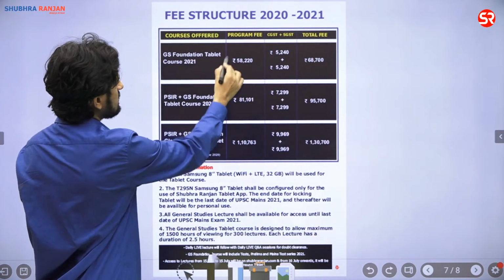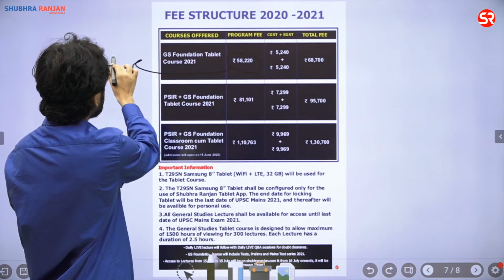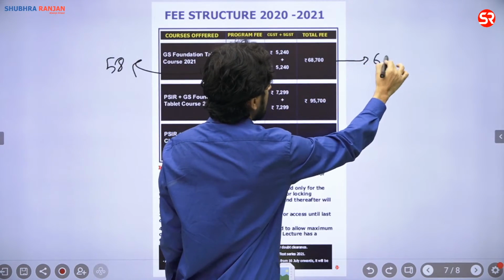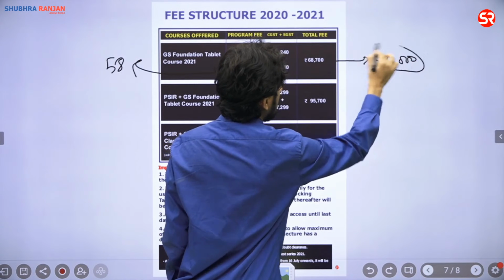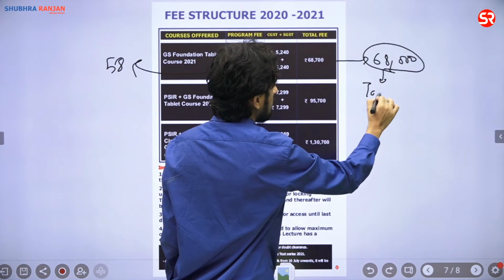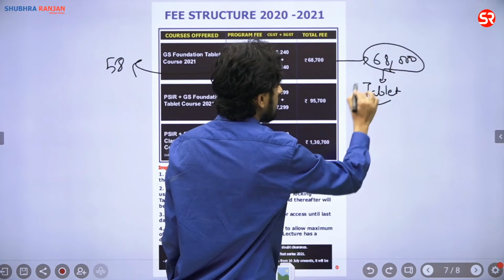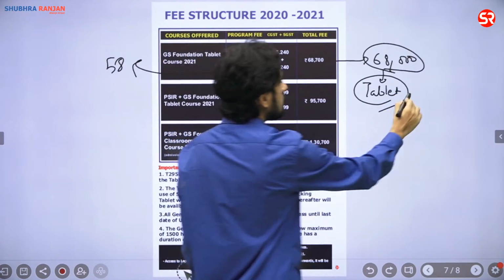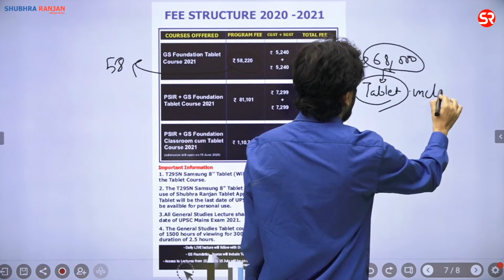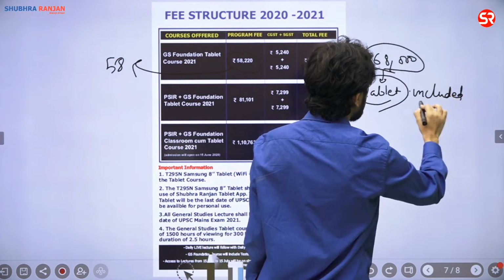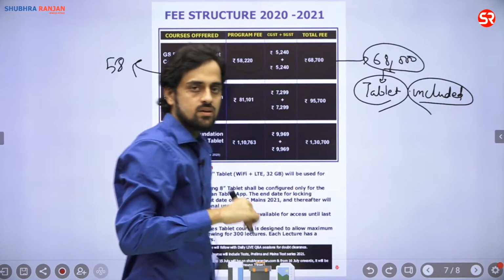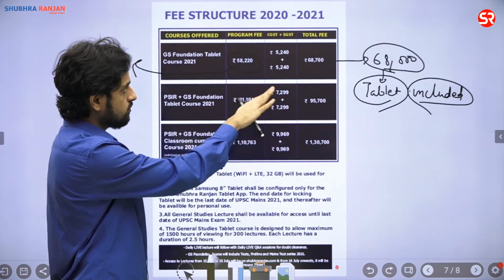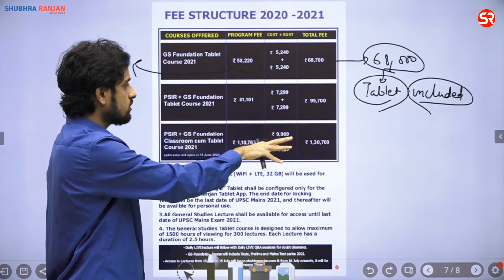So the course is roughly around 58,000 plus GST, which becomes something around 68,000. Now in this 68,000 fee, the tablet fee is also included, and you don't have to pay for it separately or buy it separately. It is included within the course. And we are not in a position where you provide us the tablet and we can send and encrypt it to you. That's not possible. So you have to buy the course, and the tablet fee is included within the course.